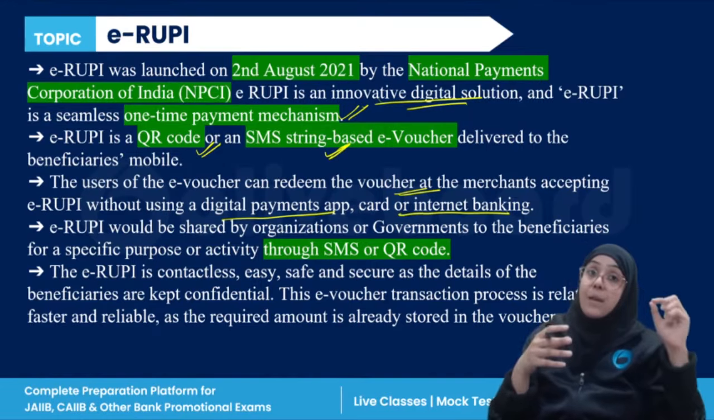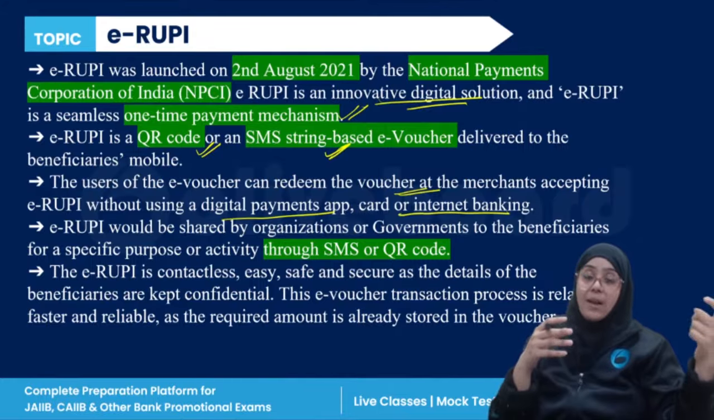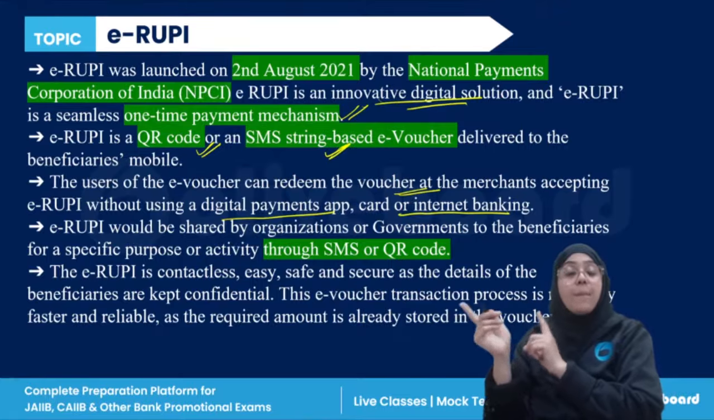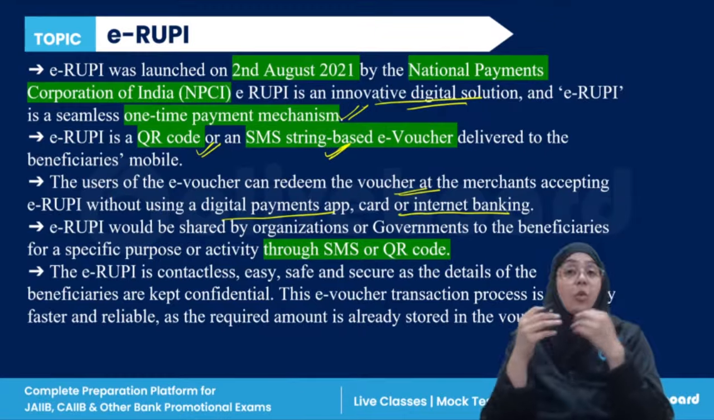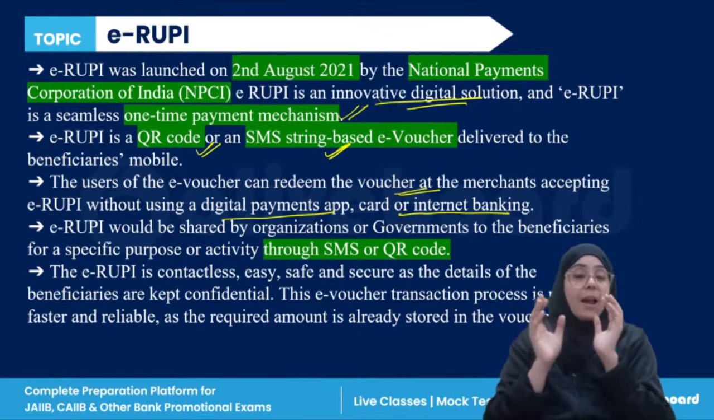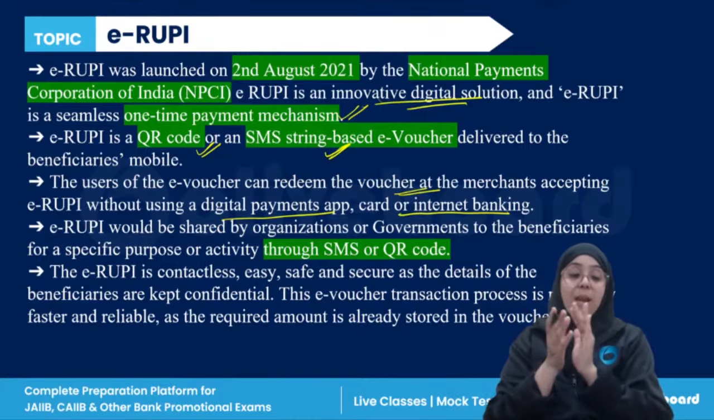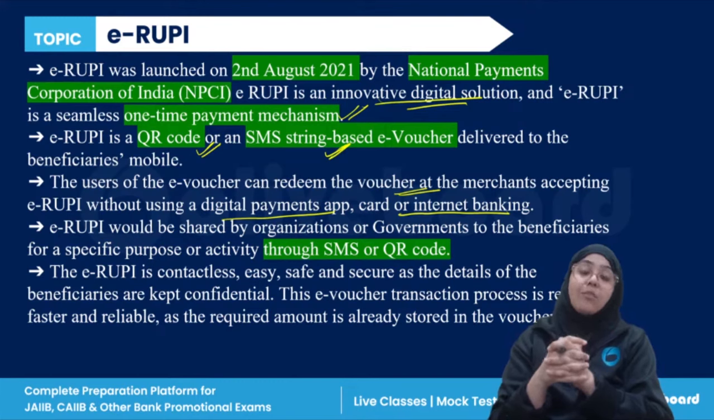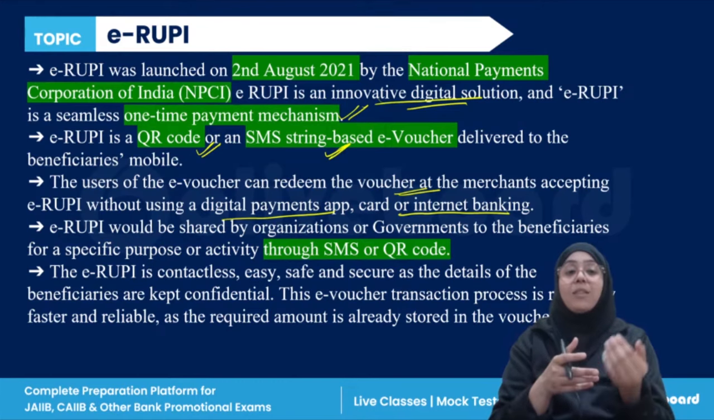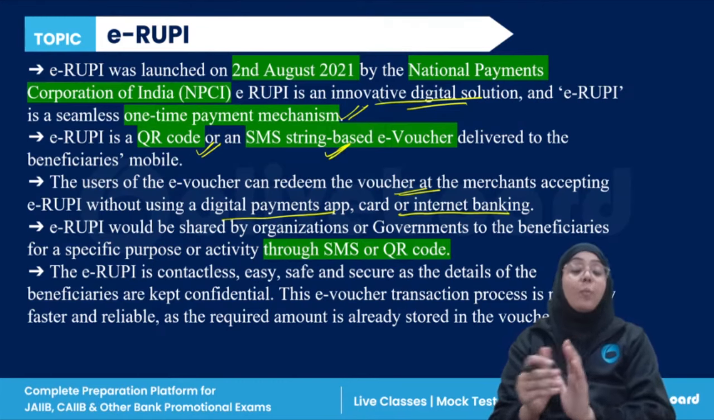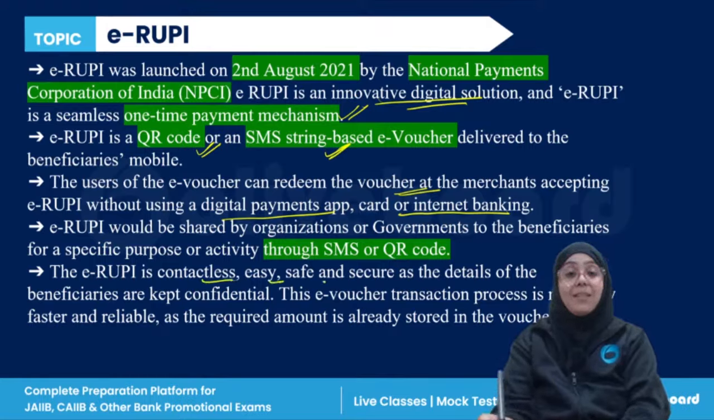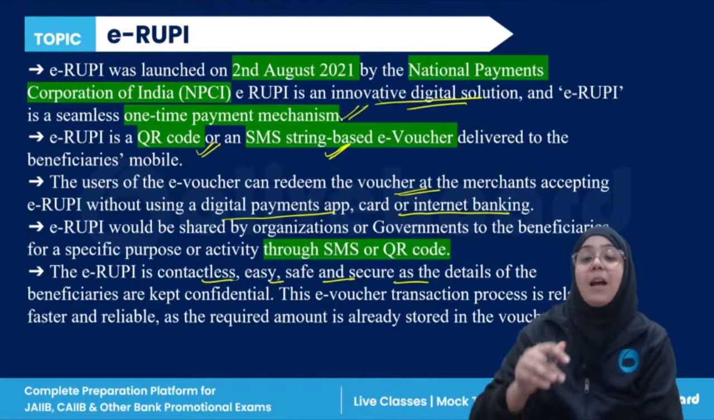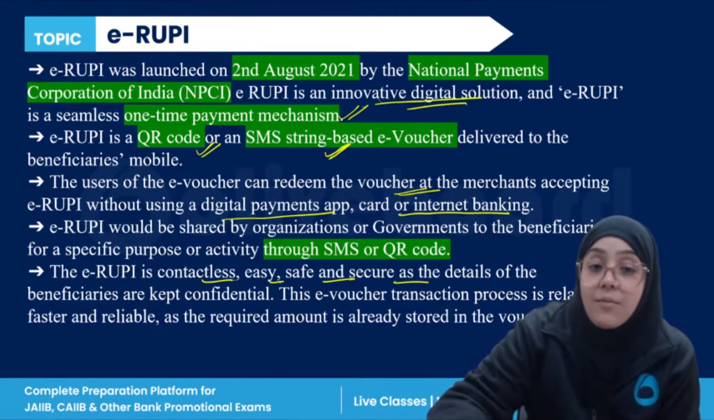Then the issuer's bank is directly crediting the money to the voucher or to the merchant's bank account, right? So I don't have to do anything. It is only an e-voucher which I have to present, and then I can avail the services against the value which is based on this e-rupee. E-rupee is contactless, easy, safe and secure, where all the details of the beneficiaries are kept confidential.